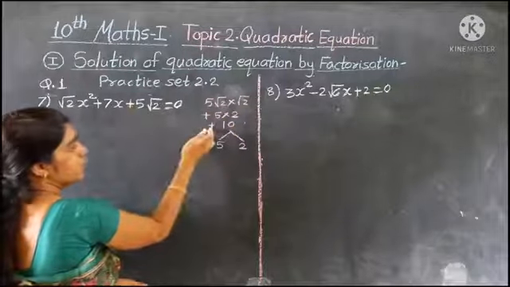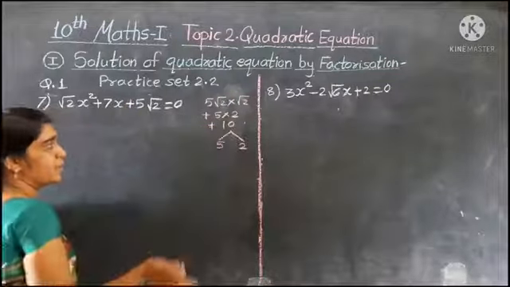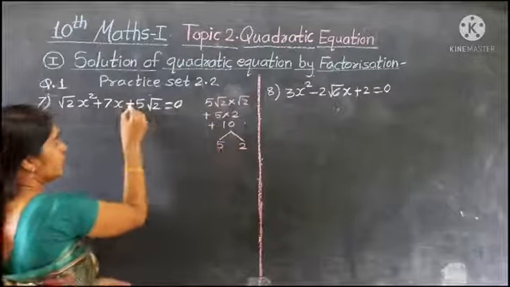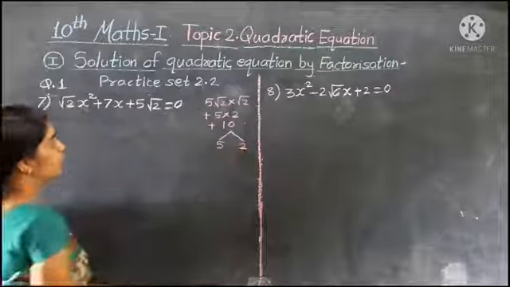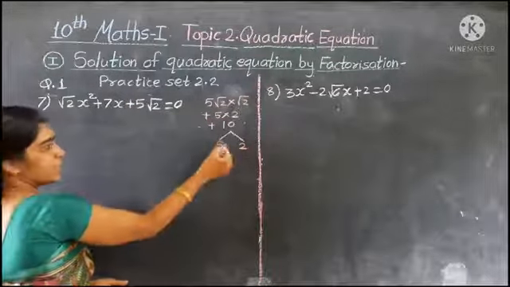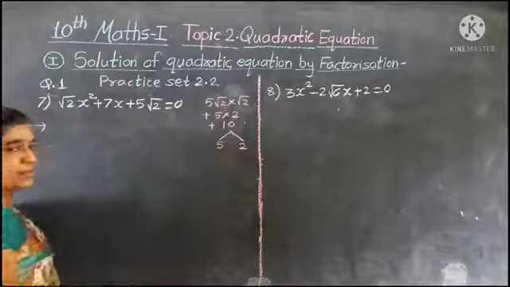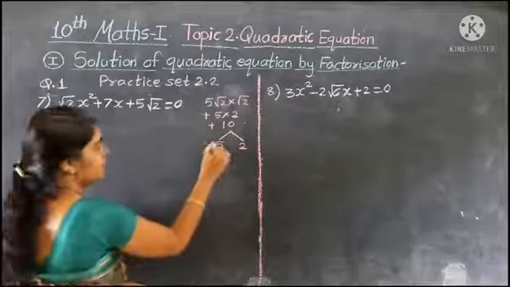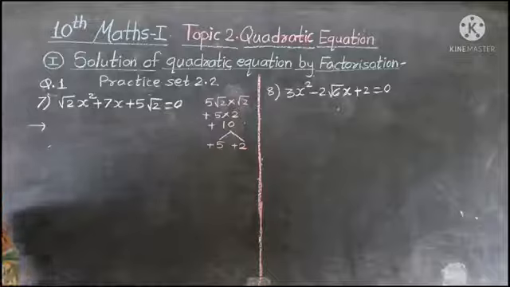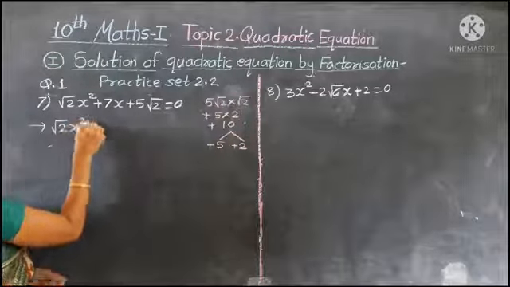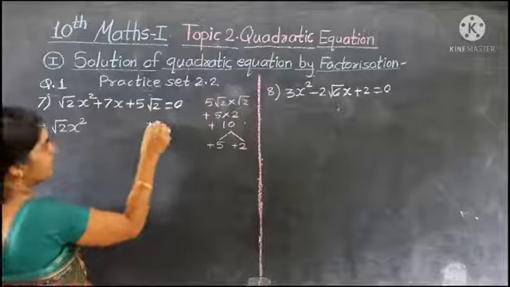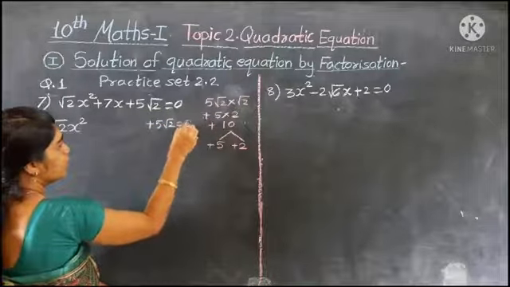Here plus sign is there, therefore I write here plus sign. We have to make factors of 10 so that its addition is 7. 5 2s are 10. Plus sign is there, so give the same sign to both. That is, middle sign plus plus. Okay. So write first root 2x square as it is and plus 5 root 2 as it is equal to 0.